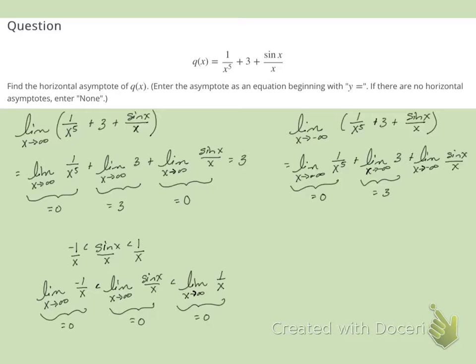And by the squeeze theorem, this also still equals 0, which means that this total limit here is going to also equal 3. And therefore, we only have one horizontal asymptote, and that horizontal asymptote is at y equals 3.